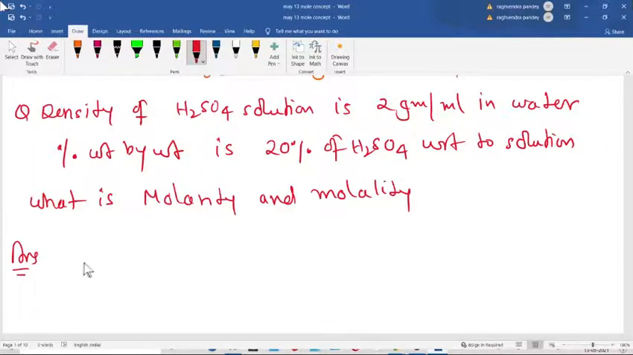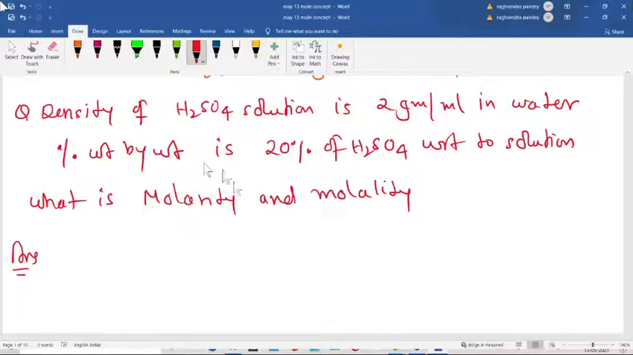Okay, now is anybody getting anything? Okay, I am just solving it. Now see here. First, you have to see the density, 2 gram per ml, and this percentage weight by weight is given. So you have to find molarity and molality.